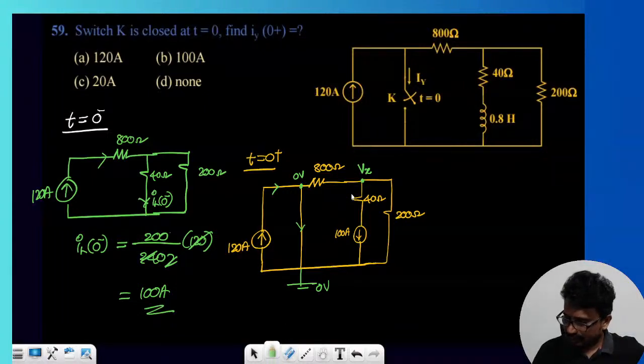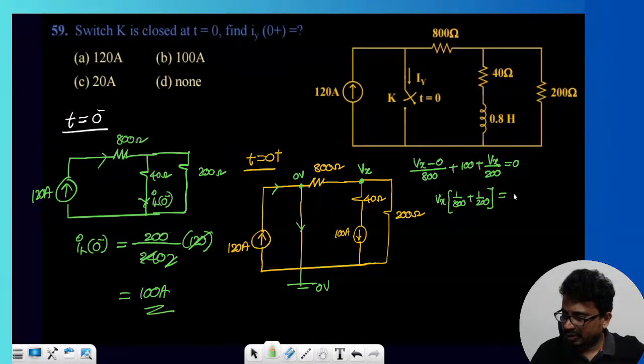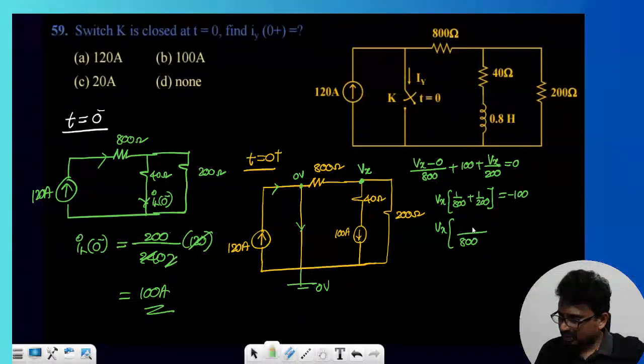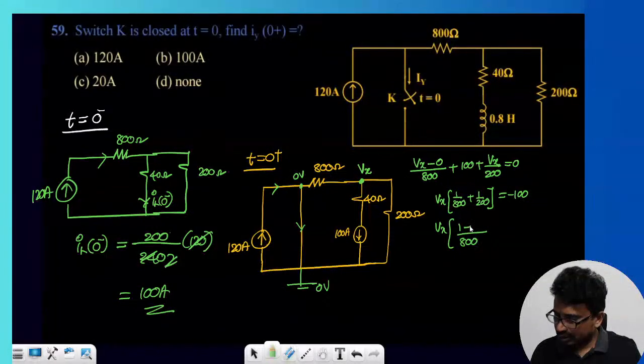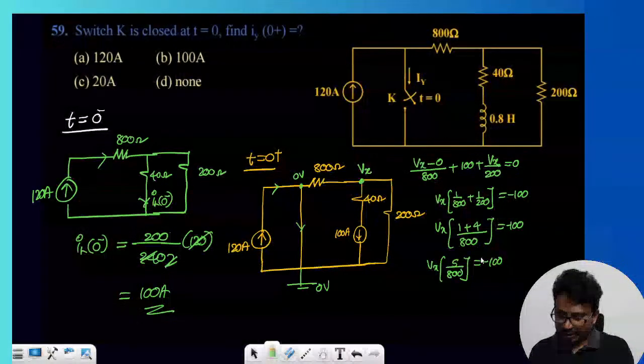We'll write it at this location. Vx minus 0 by 800 plus the leaving current, which is 100, plus Vx by 200, equals 0. If I take Vx common, it is 1 by 800 plus 1 by 200, and that equals minus 100. So Vx, with 800 as the LCM, is 1 plus 4, then minus 100. Then Vx times 5 by 800 equals minus 100. Now you can see the Vx value.